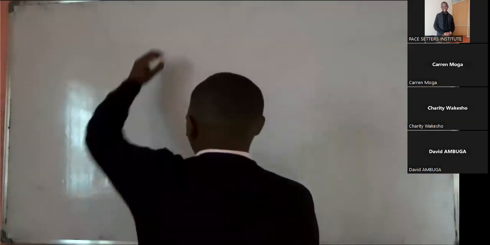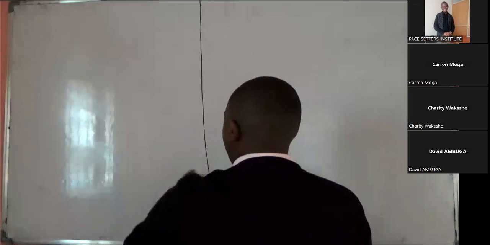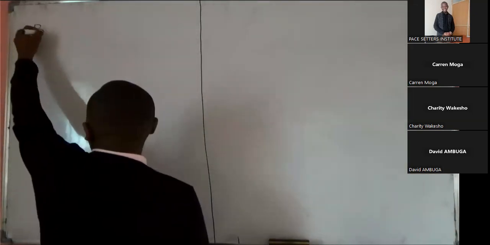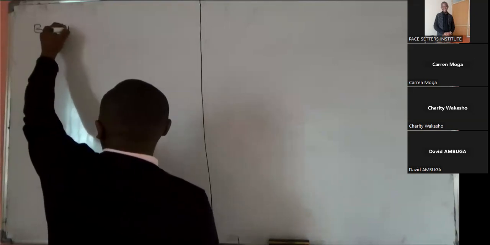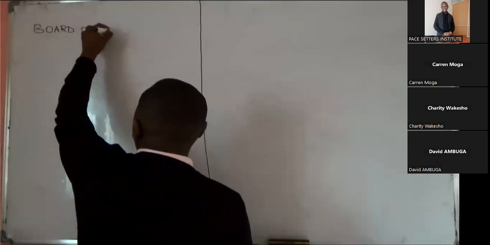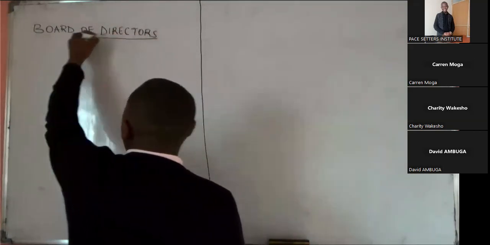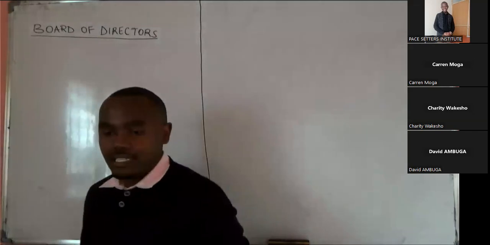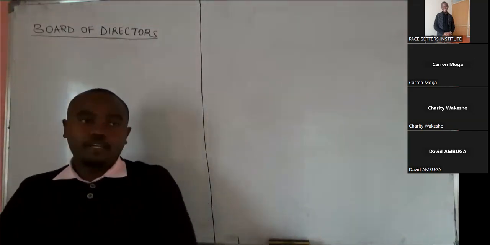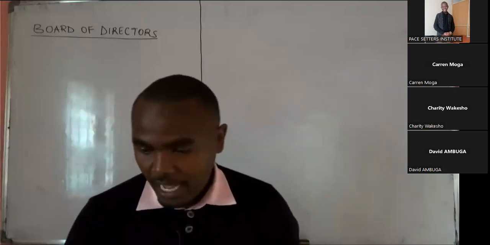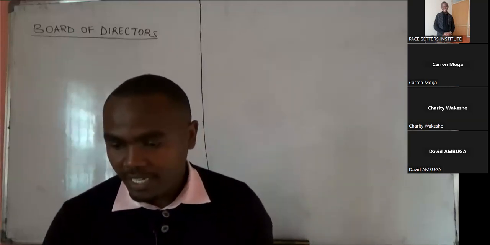We want to discuss the fourth topic in our corporate governance class. The fourth topic is on the board of directors. I want to say that when you talk of the board of directors, my name is Mr. Richard. I will take you through the board of directors.